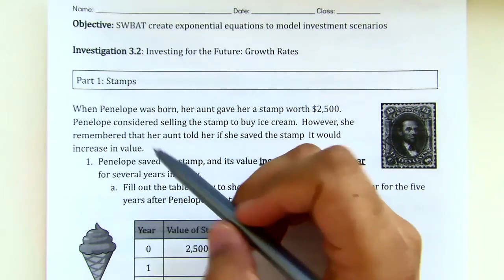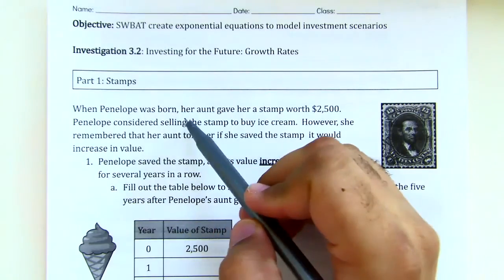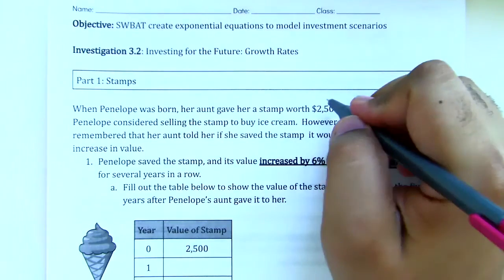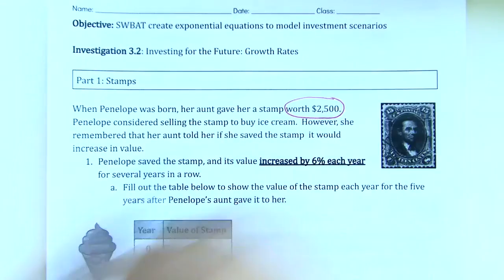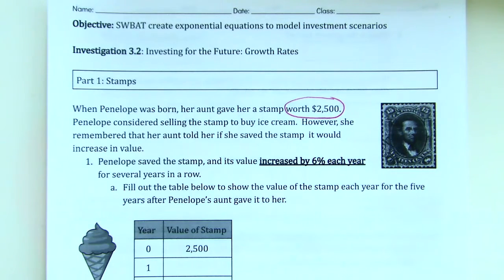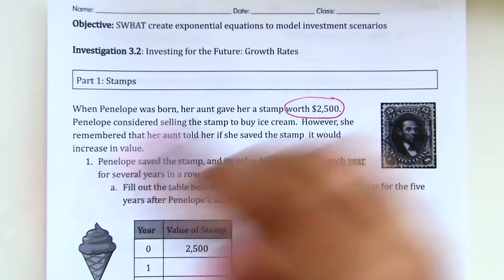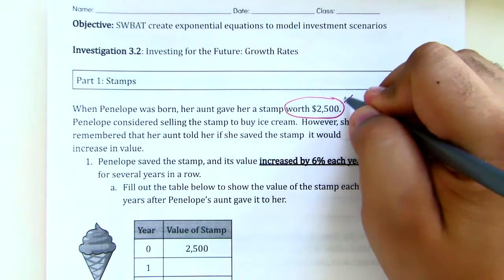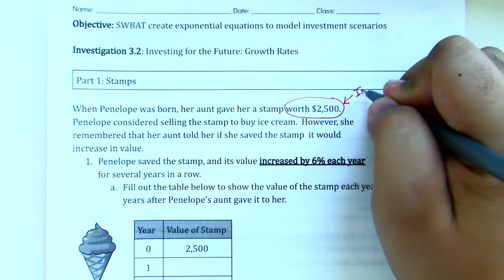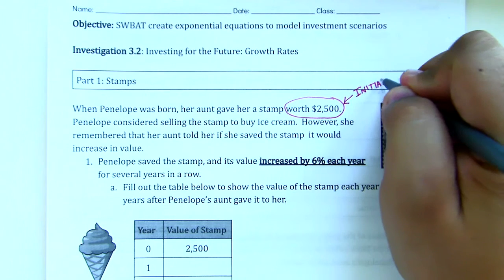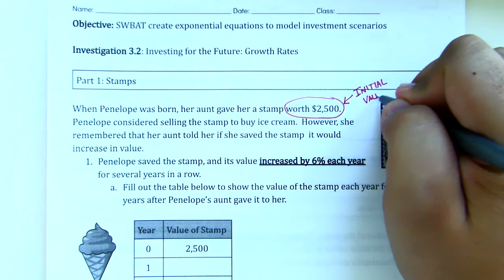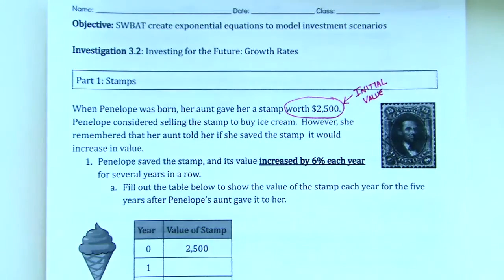So, the scenario for today says that when Penelope was born, her aunt gave her a stamp worth $2,500. Penelope considered selling the stamp to buy ice cream. However, she remembered that her aunt told her if she saved the stamp, it would increase in value. So right here, it's telling us 2,500. We should be recognizing that that is going to end up being an initial value, right? That's how much the stamp is starting out being worth.